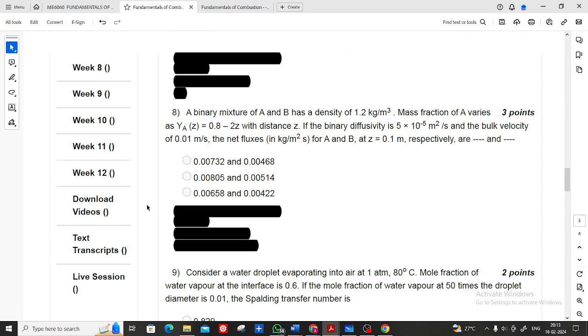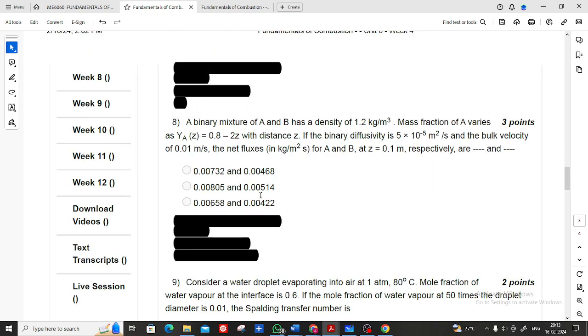Sure. And one more thing, you are saying something. Question number 8. There is a question. I am having a doubt about the binary diffusivity.